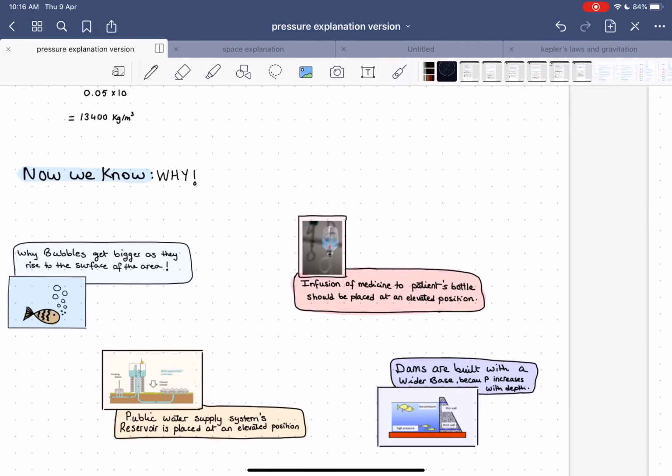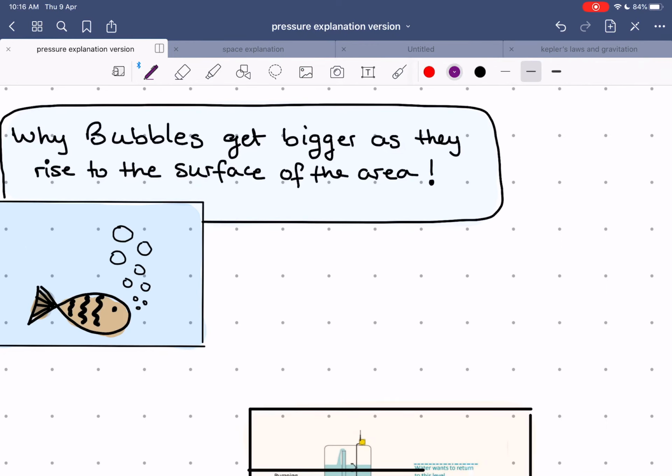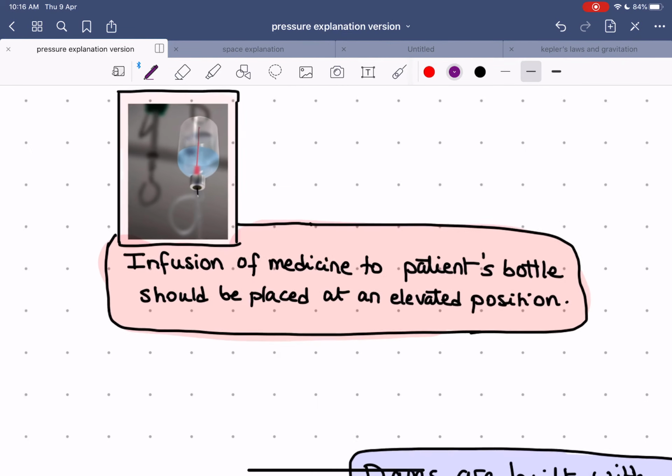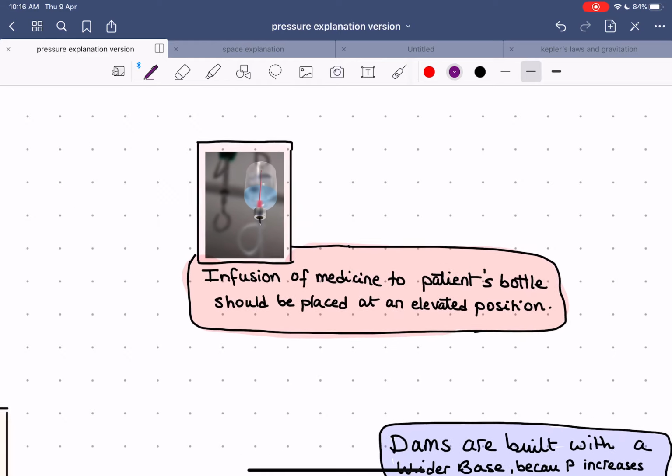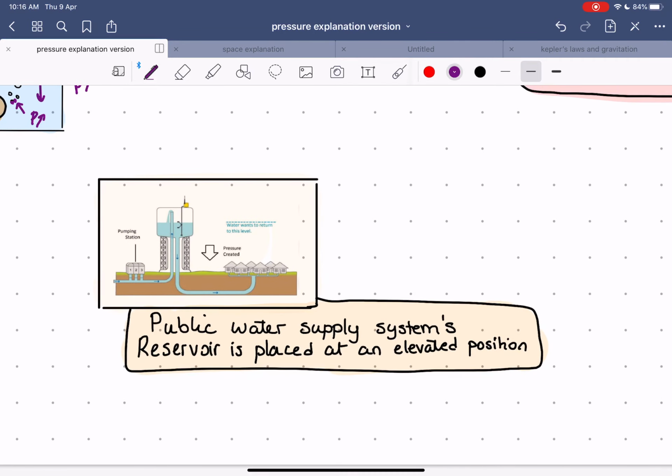Now we know why bubbles get bigger as they rise to the surface. That's because as we go deeper, pressure increases, and so this one has a larger surface area than this one, as this particle is being influenced by a much larger pressure compared to this one, which has a lower pressure acting on it. Same thing for the medicine: for the patient bottle, the infusion is placed at an elevated position for the same reason. Same thing, the public water supply system reservoir is placed at an elevated position.